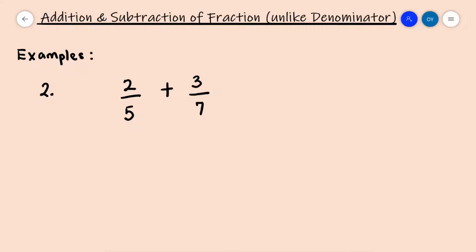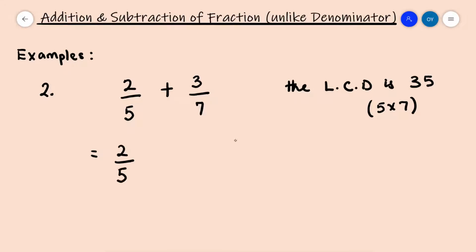Another example here is 2 over 5 plus 3 over 7. The least common denominator, LCD, is 35, and that is 5 times 7. So now we want to make these fractions have the same denominator. So we have 2 over 5 multiplied by 7. We multiply both the numerator and the denominator by 7 in order to have the denominator to be 35. So we have 3 over 7 multiplied by 5.